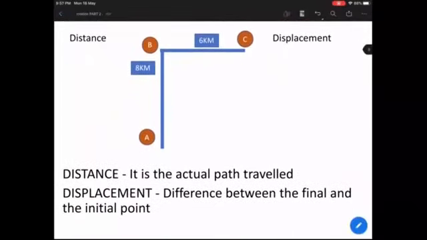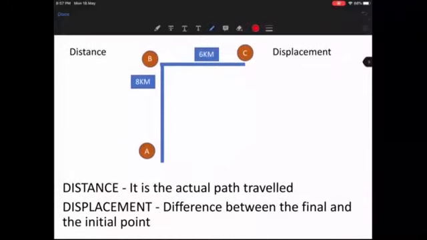Okay, let's just see one last example here. The situation is that a person starts from A, so A is the starting point. He travels 8 kilometers and reaches B. He travels towards north here. Then he turns towards east and he reaches point C. He travels 6 kilometers. So first he travels 8 kilometers towards north and then 6 kilometers towards east. My question is, what is the distance and what is the displacement?